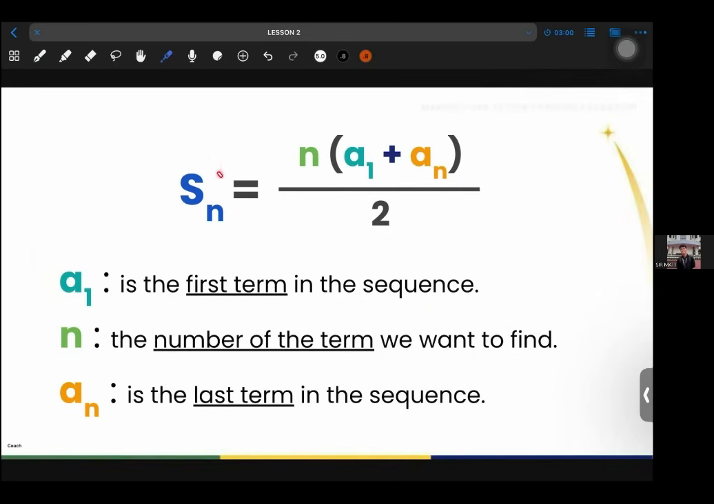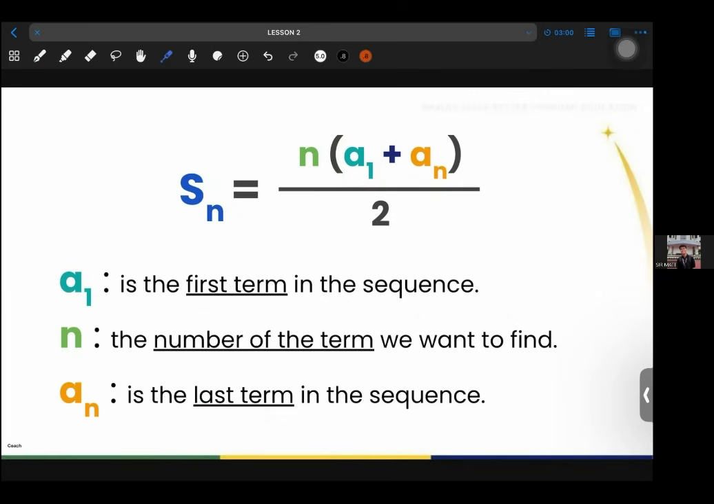We have S sub n equal to n times the quantity a sub 1 plus a sub n, all over 2, where a sub 1 is our first term in the sequence, while n is the number of terms we want to find. And lastly, a sub n is the last term in the sequence.